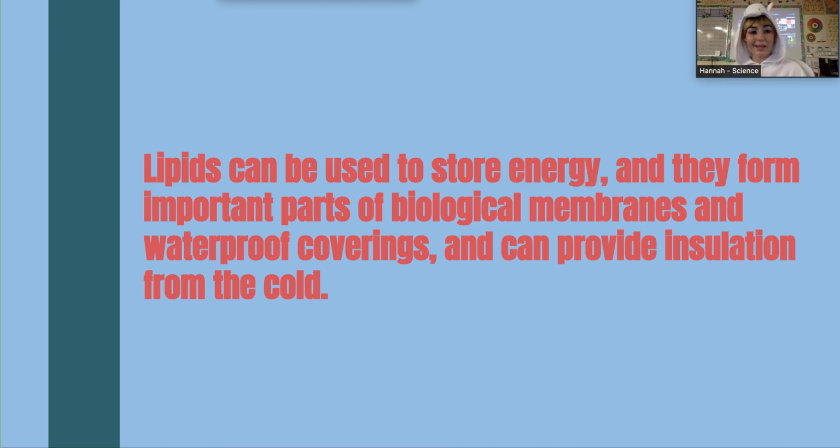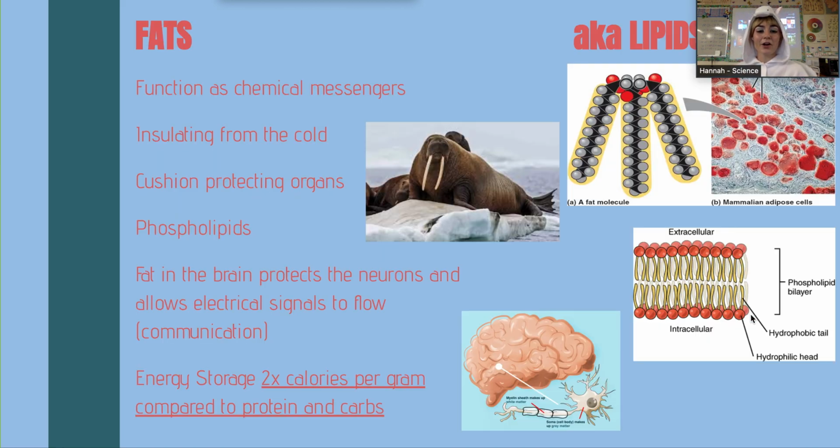So next, let's look at lipids. Lipids are the way that we refer to fats as our body uses them. So lipids can be used to store energy, and they're very important to form biological membranes, waterproof coverings, and even insulation from the cold. So lipids are very important. Fats are crucial. So same with a low carb diet, a low fat diet isn't necessarily something that everyone needs to do because by and large, we need fat, just like we need carbs. It's just moderation.